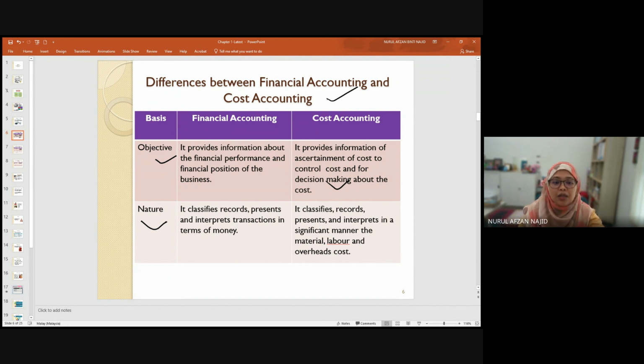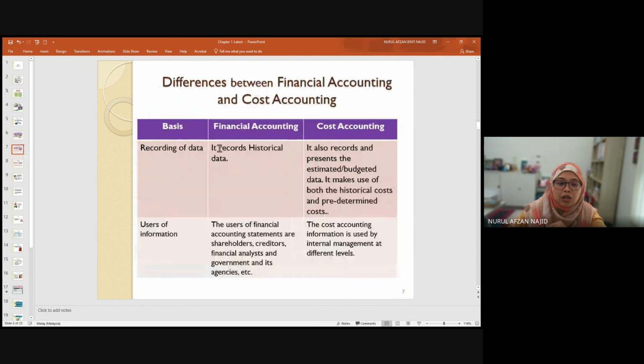But untuk cost accounting is more on interpreting the element of the cost. Element of the cost tu apa? Okay, so nanti kita akan ceritakan apa element of the cost. Alright? In terms of recording data, as I mentioned before, cost accounting is more on estimating. Cost accounting is more on the budgeting of the particular product. But for financial accounting is more on recording the historical data.